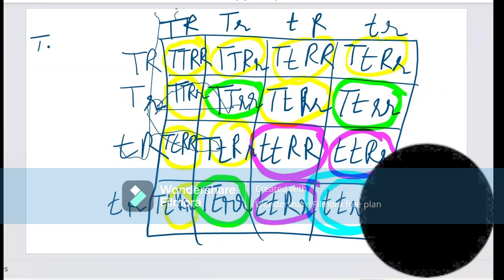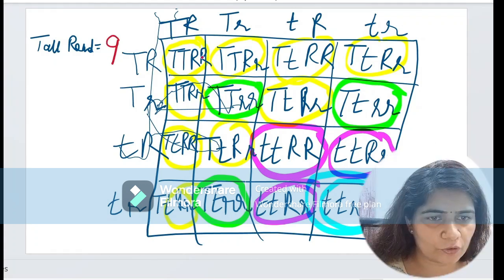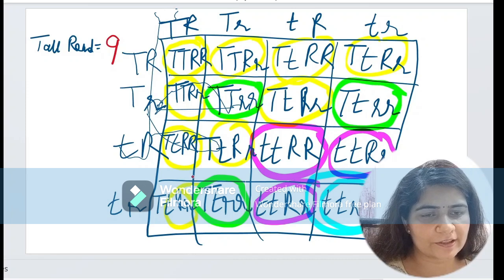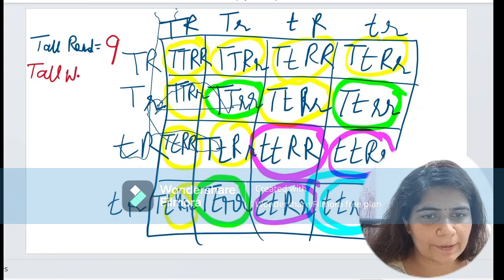कि tall और round है 9, tall और wrinkled है 3, dwarf और round है 3 और dwarf और wrinkled है 1. Now just tell me what was the initial combination. So the initial combination was tall and round on one side and dwarf and wrinkled on the other side. But what are the combinations that you get in the F2 progeny?